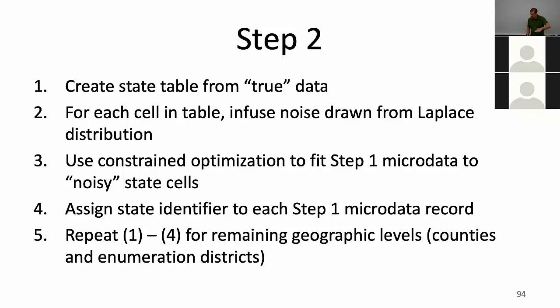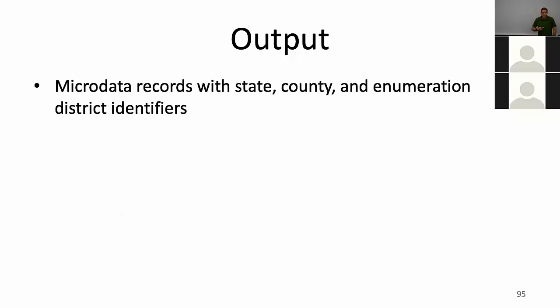And then they do the same thing for enumeration districts. And then they do a post-processing step, which Nicholas pointed out, and again, a good catch on that, to make sure that they can enforce consistency so that enumeration districts add up to counties and counties add up to states, and the marginal totals add up to what they're supposed to. So the output of this process is a microdata set with an individual record for each person in the census, and it now has a state, a county, and an enumeration district identifier for each of those individuals.